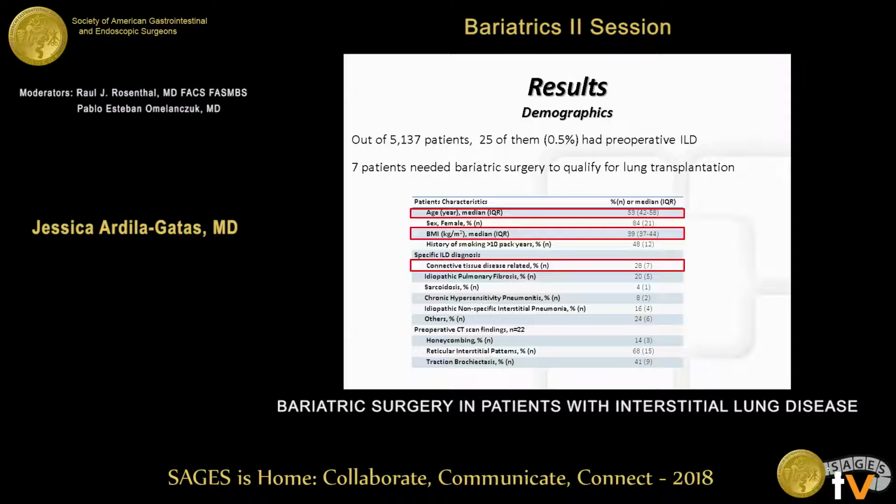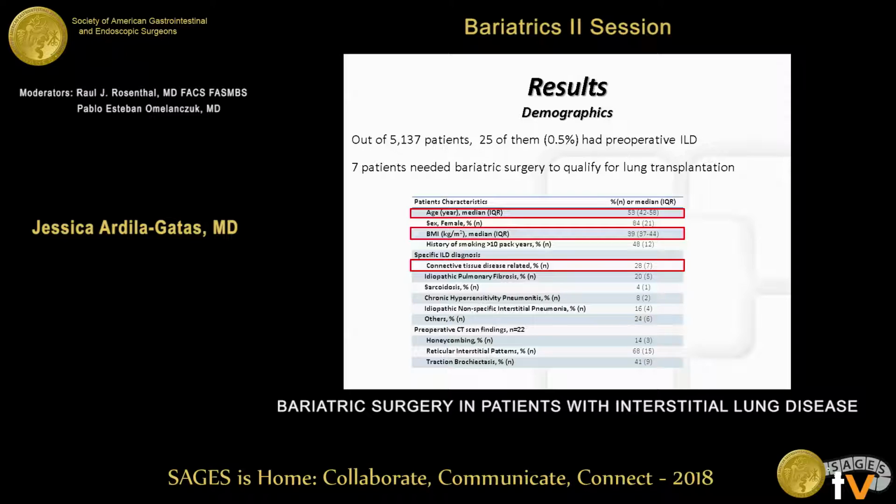We found that their median age was 53. Most of them, 84%, were females, and their BMI preoperatively was 39. The most common specific interstitial lung disease diagnosis in our patient population was connective tissue disease related interstitial lung disease, which was a little different from what is reported in the literature as the most common cause, idiopathic pulmonary fibrosis, which was only 20% of our patients. And here I listed the other specific diagnoses of some of our patients.